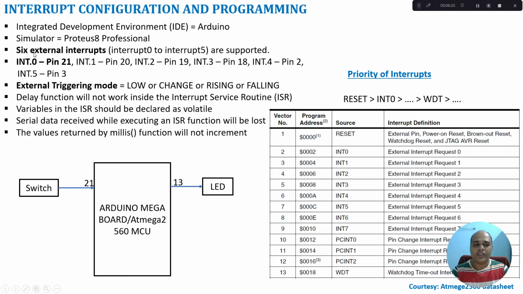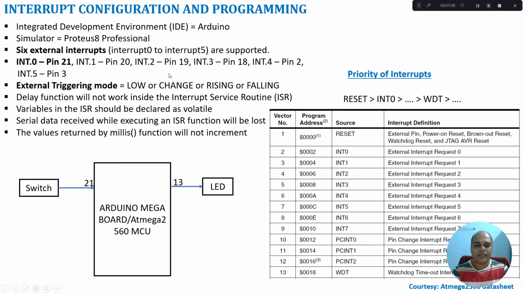A total of 6 external interrupts are supported by your Arduino Mega Board, which can be named interrupt 0 to interrupt 5. INT0 is at pin number 21, INT1 is at pin number 20, INT2 is at pin number 19, and INT3 is at pin number 18. INT4 is at pin number 2 and INT5 is at pin number 3. So these are the external interrupts. We can connect up to 6 external peripherals which can cause an interrupt to your CPU.